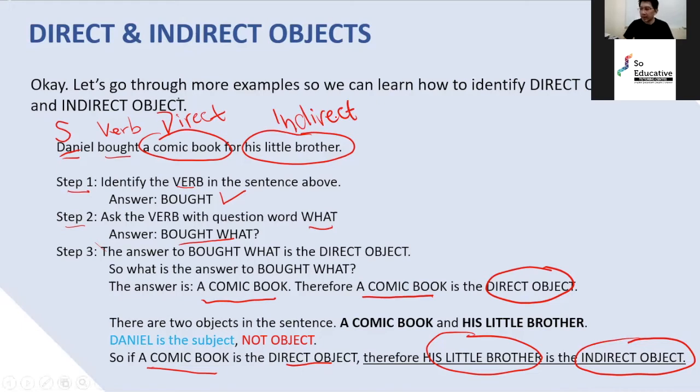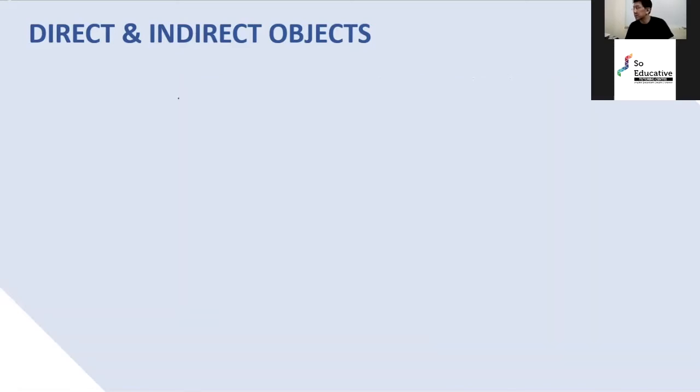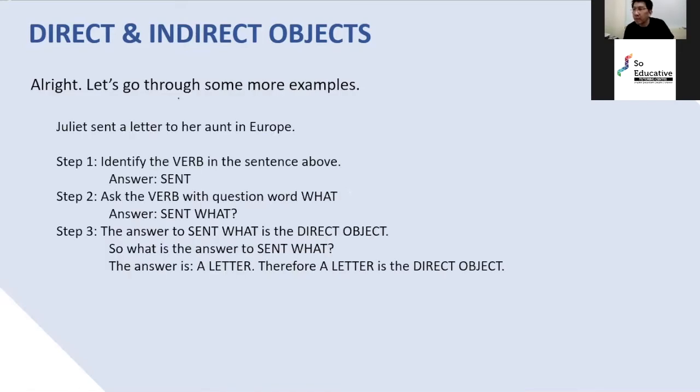All right. If you're still not sure, don't you worry. We still have some examples to go through to make sure that you are confident later in finding out direct and indirect objects. So let's go through some more examples.